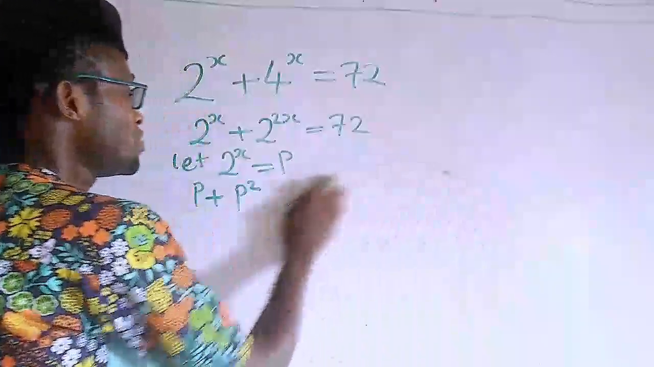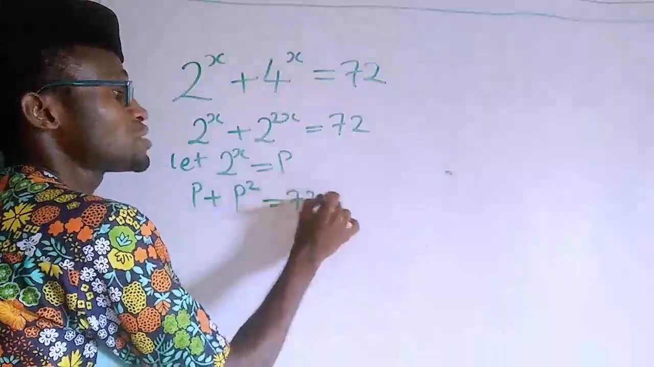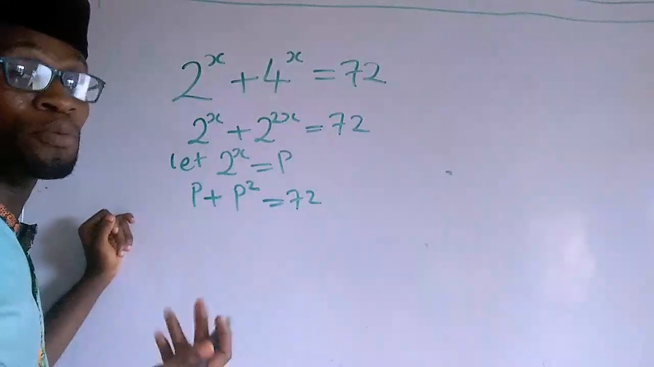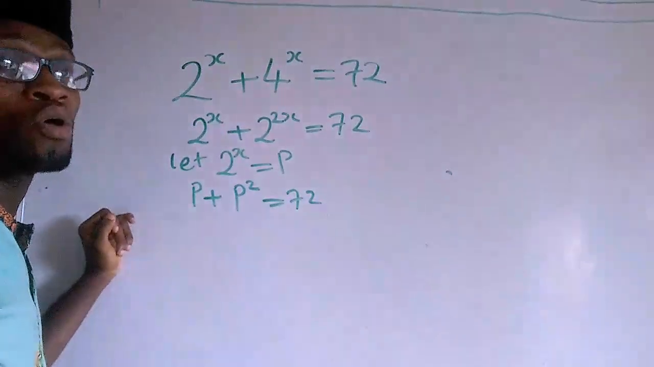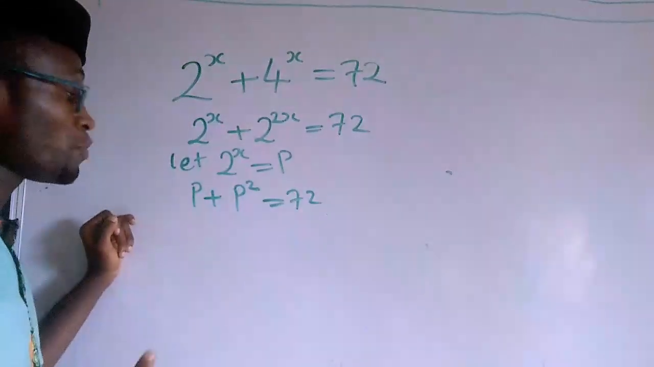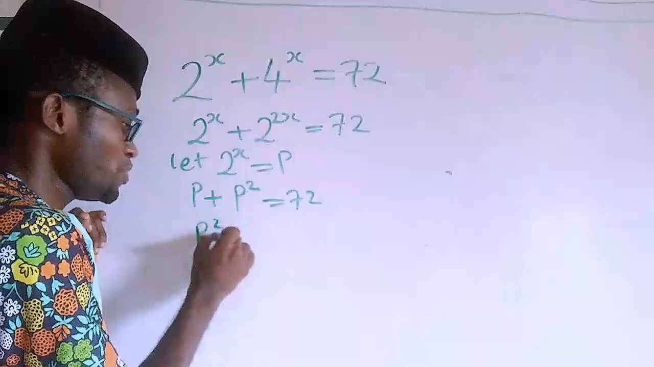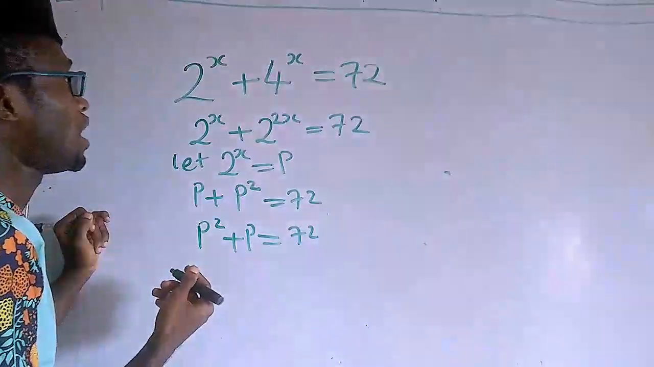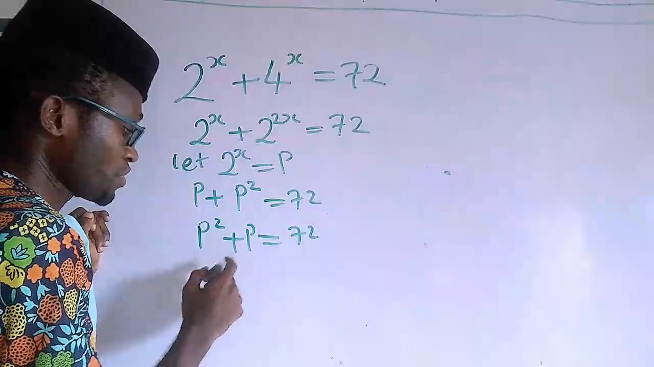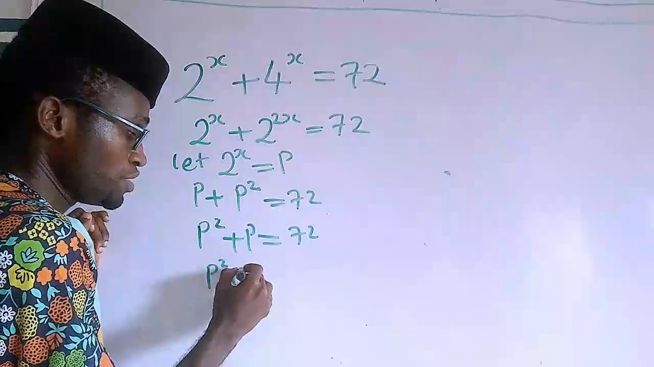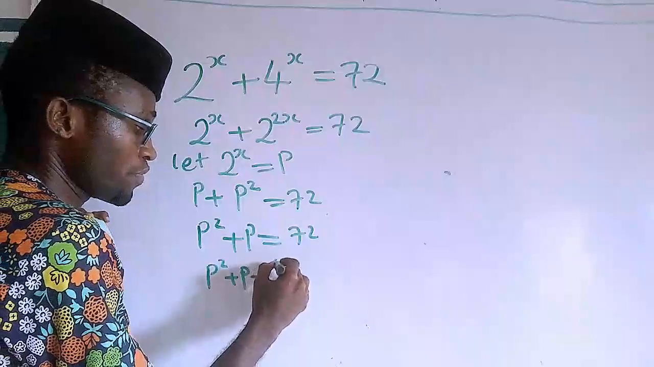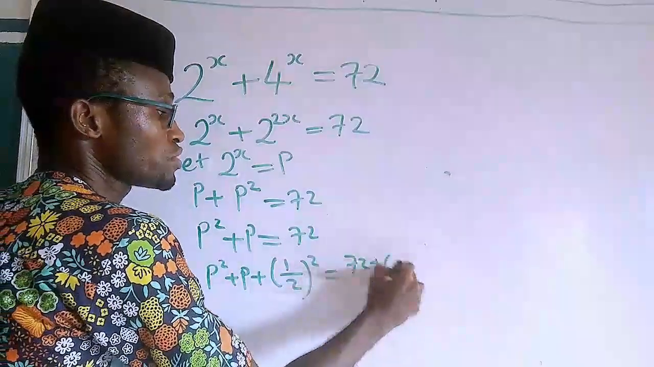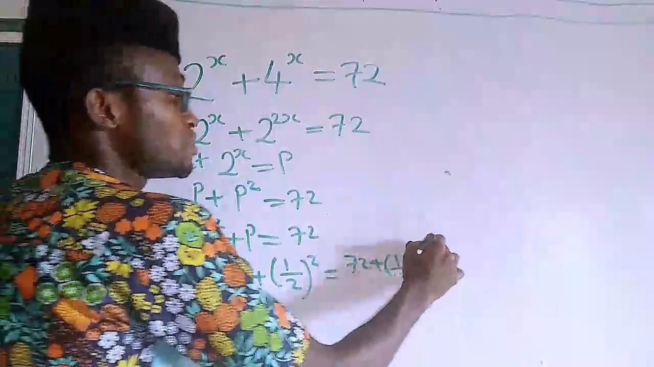So now what is that going to be? p squared plus p equals 72. It depends on the method we want to use to solve this. We can make use of completing the square, factorization, or the formula method. Let me make use of the completing the square method. So we have p squared plus p equals 72. Now we complete the square: p squared plus 1 over 2 squared equals 72 plus 1 over 2 squared.